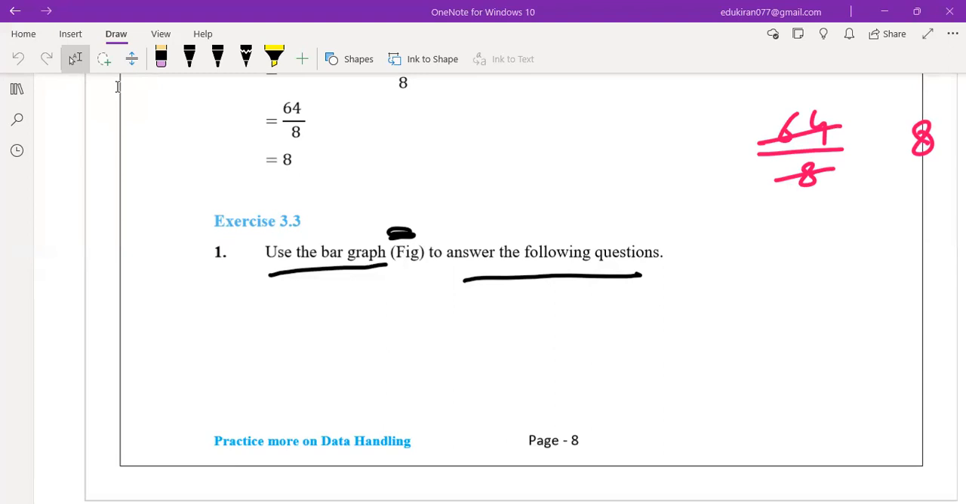Okay, so let's just start. This is going to be very interesting because whenever we do graphs, it becomes interesting. But the only thing is that you have to take care of a few things whenever you are drawing graphs.